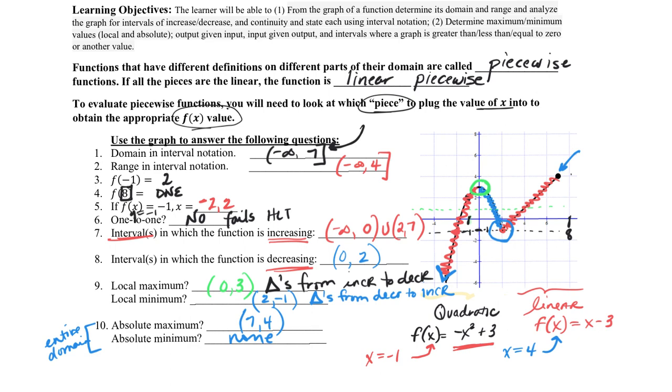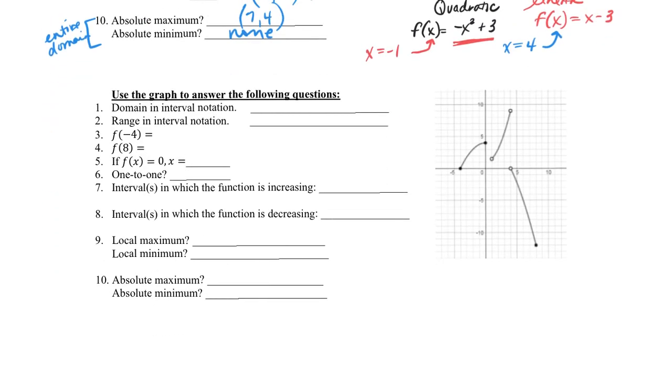Okay, so that's our first graph. Second graph here, you can see you've got 3 pieces now of my piecewise function. The one on the far left looks like it might be part of a quadratic again. The one in the middle could be part of a quadratic, might be part of an exponential.